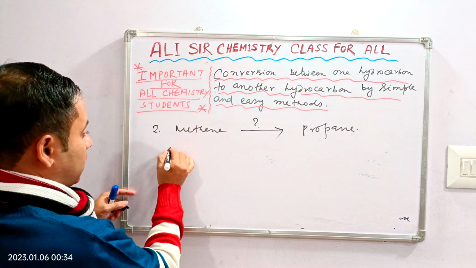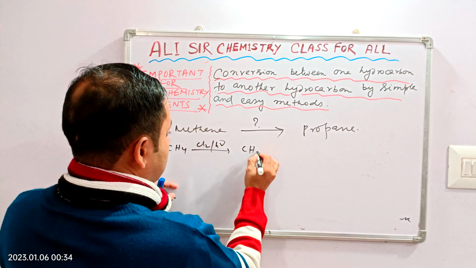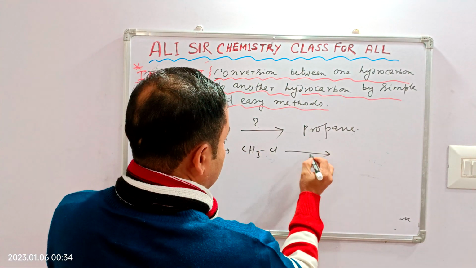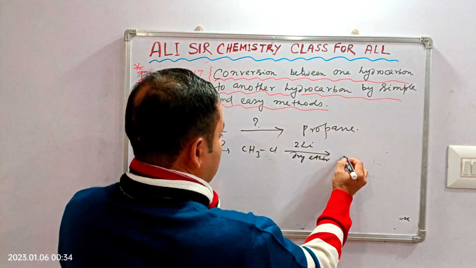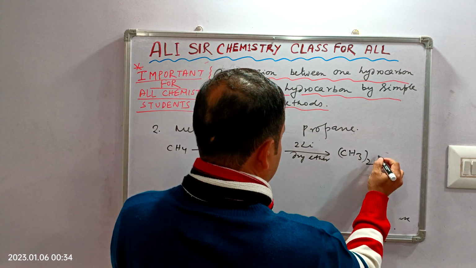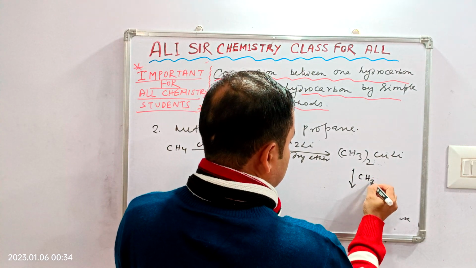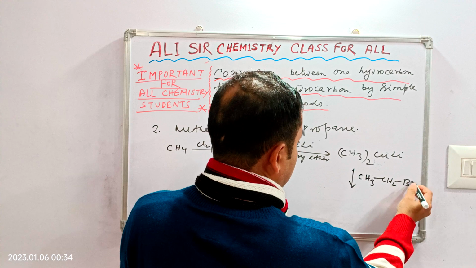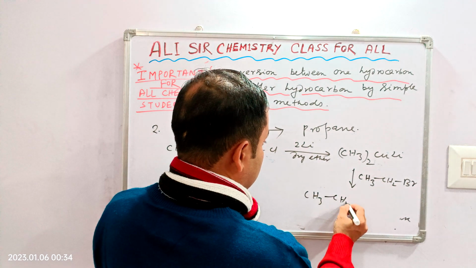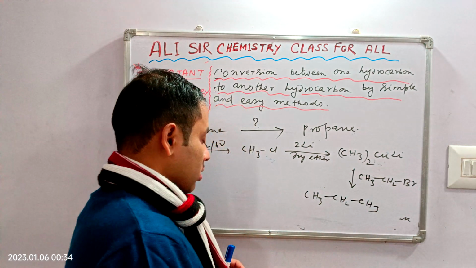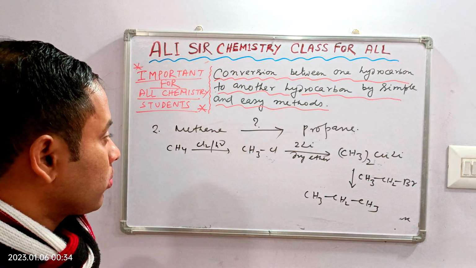Now I am writing it clearly here again. CH4, Cl2, hν, CH3Cl, 2Li, dry ether, (CH3)2CuLi. And then we have to use CH3CH2Cl or Br or I, anything you can use. Finally, we will get CH3CH2CH3. This is another method for the preparation of propane from methane.